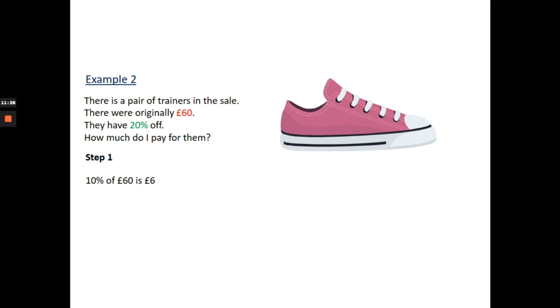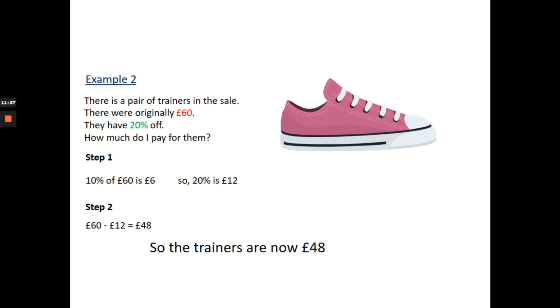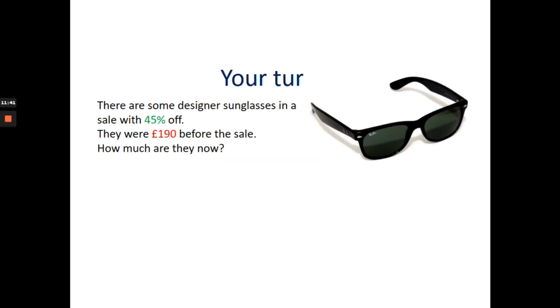Step 1, 10% is £6. You divide it by 10 like you learned earlier. That means 20% will be £12. And then you take it off. The trainers are now £48. So give yourself a tick if you got that one right.